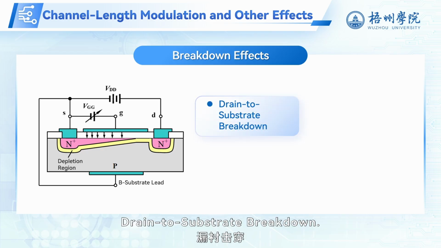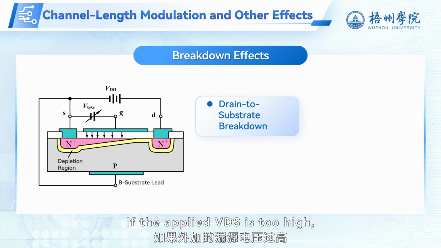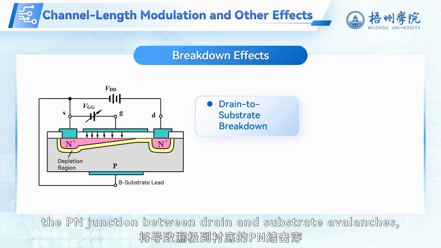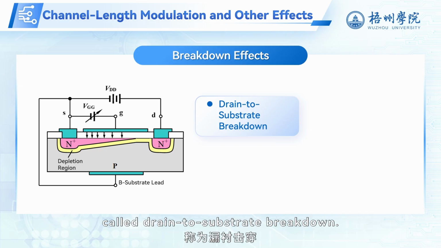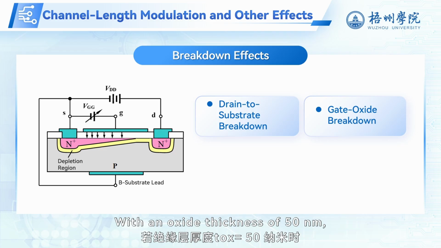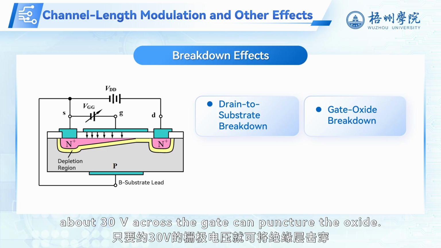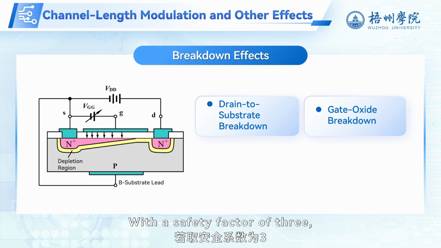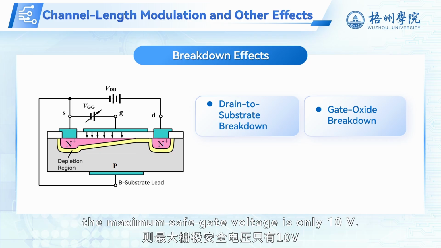Breakdown effects. Drain to substrate breakdown: if the applied V_DS is too high, the PN junction between drain and substrate avalanches, called drain to substrate breakdown. Gate oxide breakdown: with an oxide thickness of 50 nanometers, about 30 V across the gate can puncture the oxide. With a safety factor of 3, the maximum safe gate voltage is only 10 V.